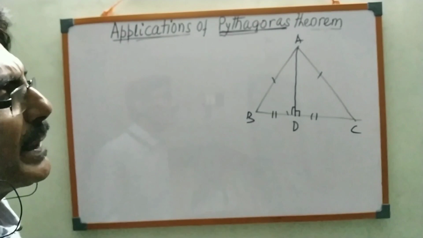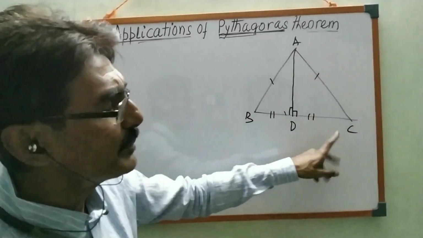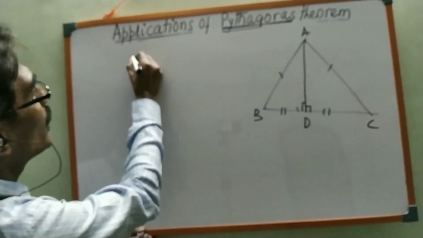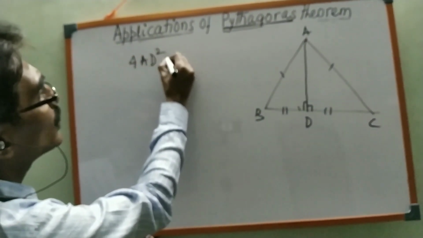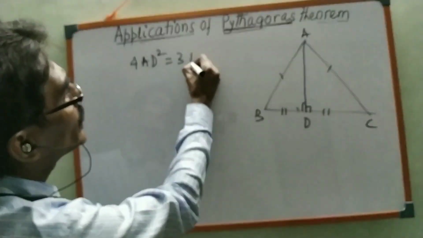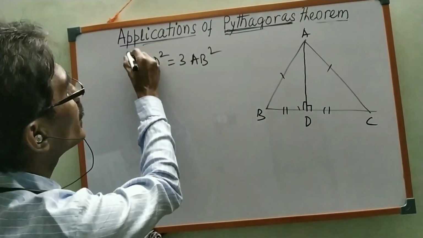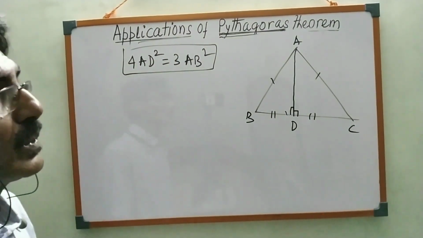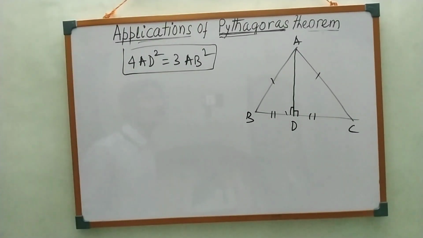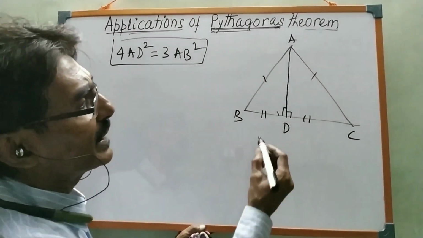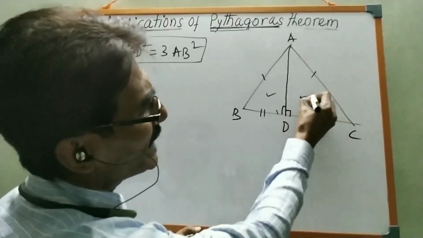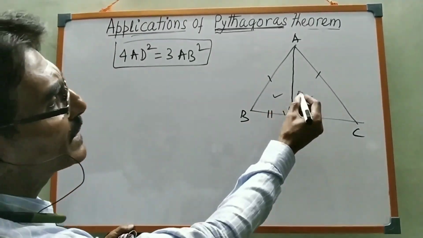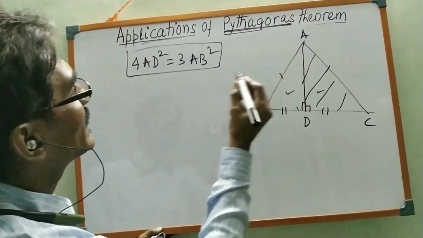I repeat the question. In triangle ABC, AD is the altitude. Prove that 4 into altitude square equals 3 into any one side whole square. Very, very important question. How to prove? In one sum we have already calculated the altitude like that. Out of the two equal right angle triangles, you can use Pythagoras in any one. Say I am taking the right angle triangle ADC.